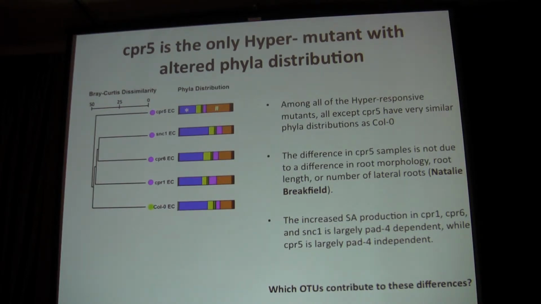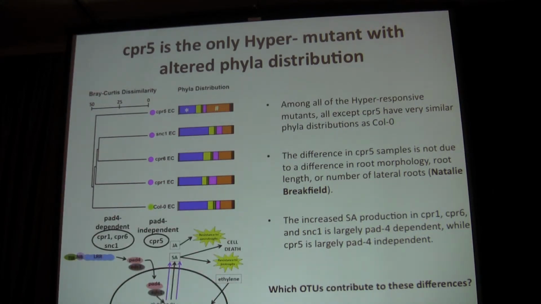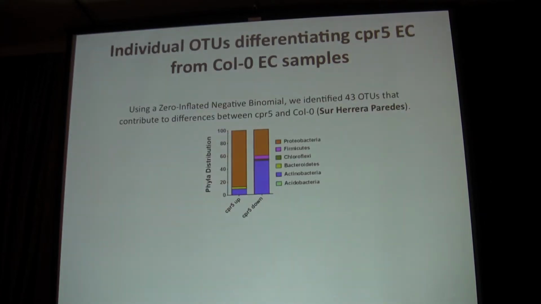So this difference between the other hypers and CPR5 could have to do with this signaling cascade. It's known that CPR1, CPR6, and SNC1 all use this PAD4-dependent pathway to upregulate the salicylic acid, whereas CPR5 does not use that. We're still in the process of determining the other parts of this mechanism to try to get at why it is that this one genotype is different from the others. But part of what we're trying to get at is what are the OTUs which contribute to these differences, maybe a clue for what the mechanism might be.